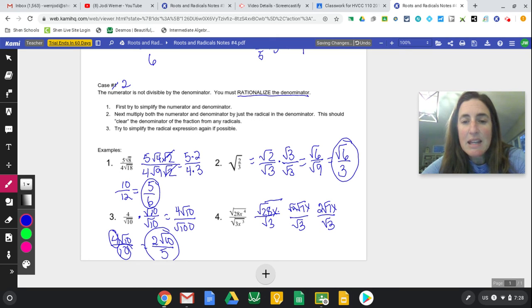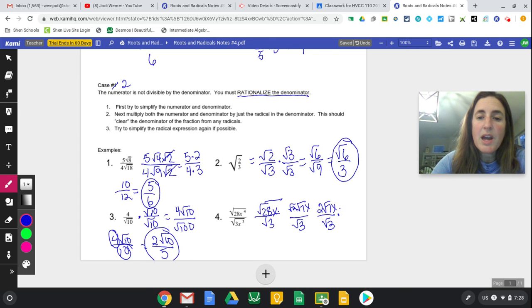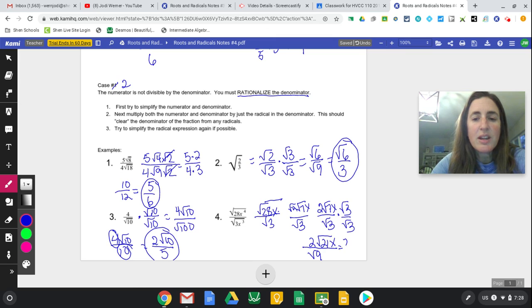Now, can I keep that radical 3 on the bottom? No. So I have to multiply top and bottom by radical 3. 2 radical 21x over square root of 9. Well, what's the square root of 9? Just 3. 2 radical 21x over 3.